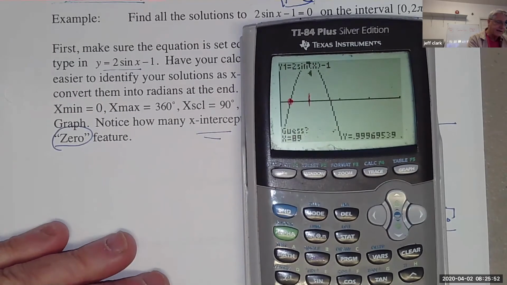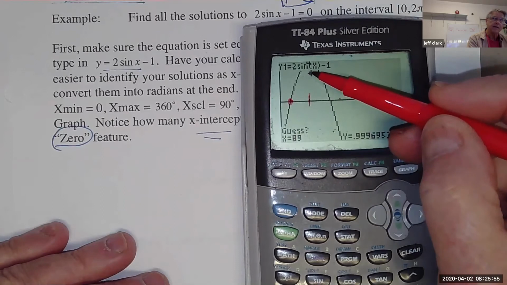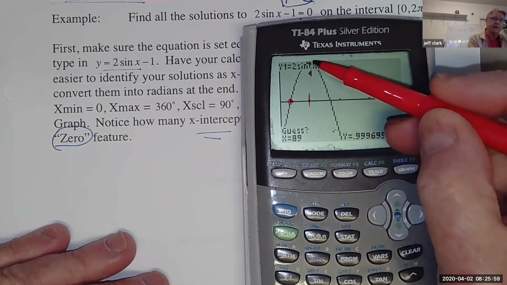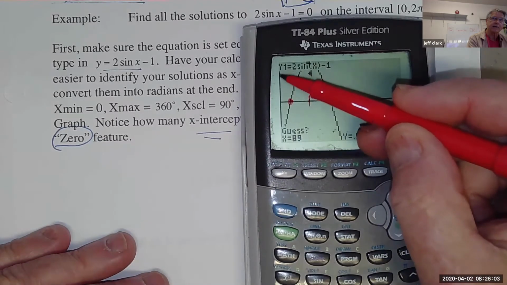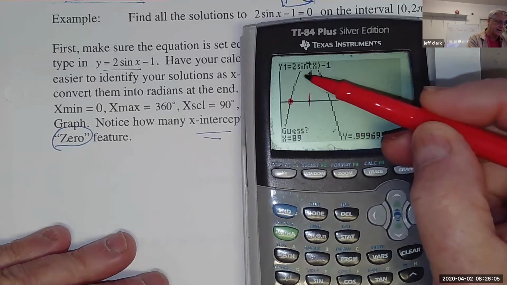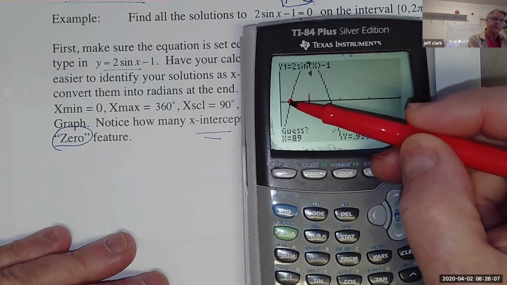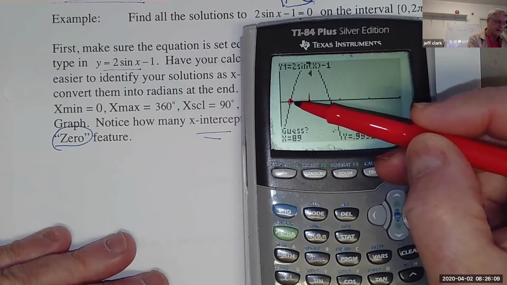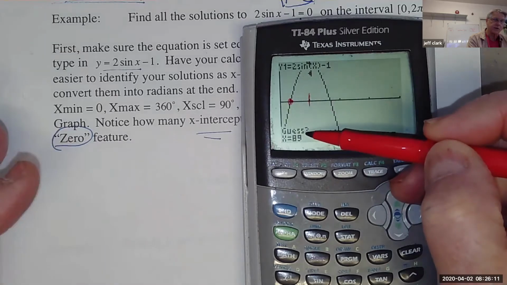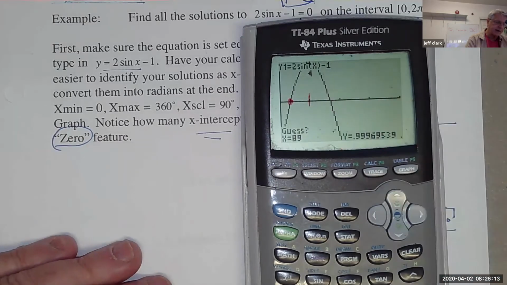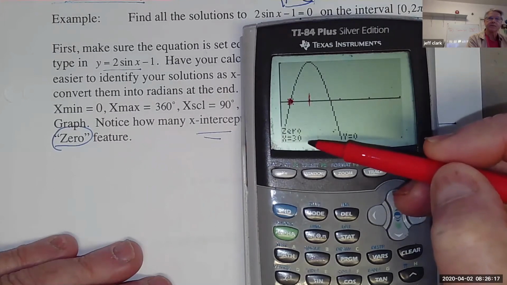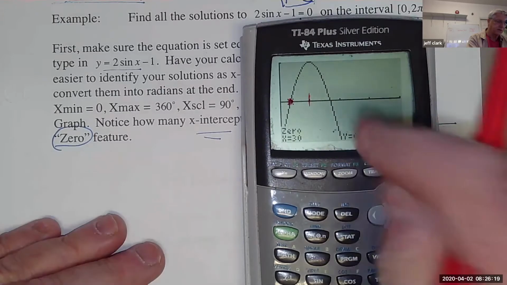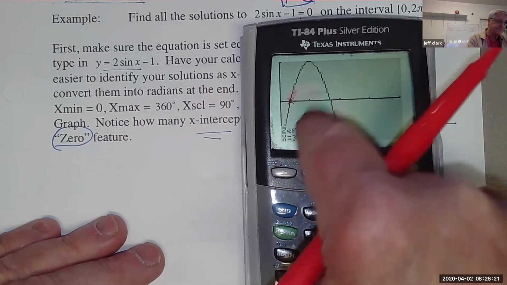Okay, now do you see the flag right there? That's your marker for right here. See, it's pointing this way, and the other one's hiding behind the y-axis. It's going to look in between here, and it's going to find the only x-intercept, which is right there. Then our calculator asks, do you want it to make a guess? You say yes by hitting enter, and there you go. That's 30 degrees, and that's one of the answers, or pi/6.